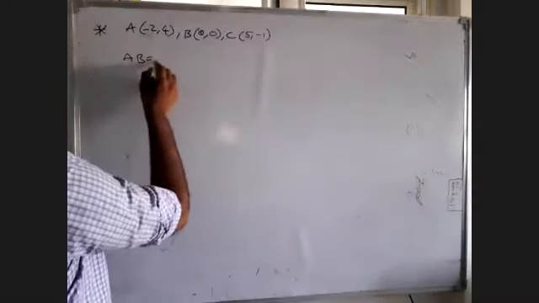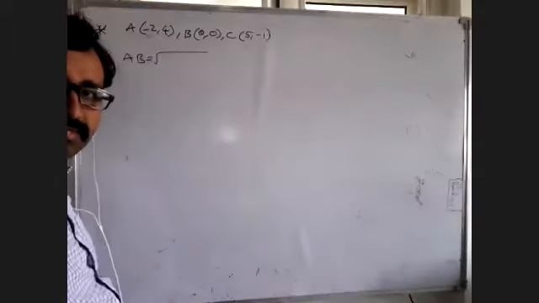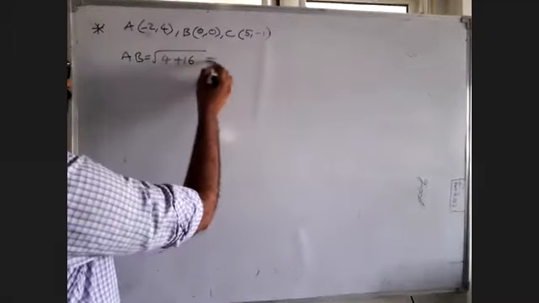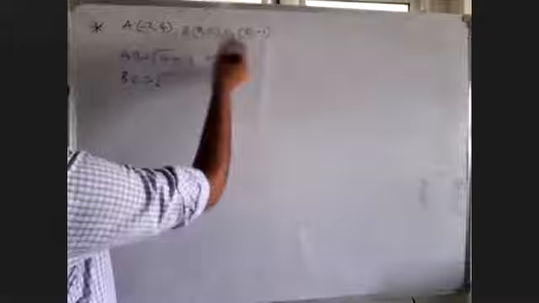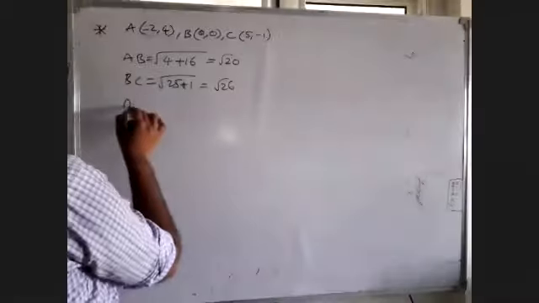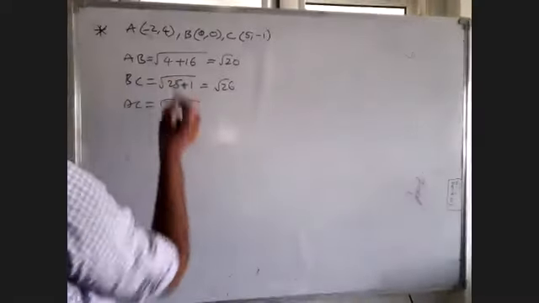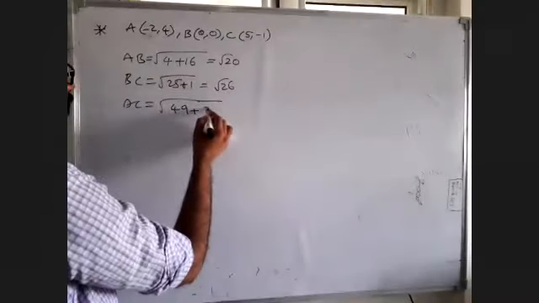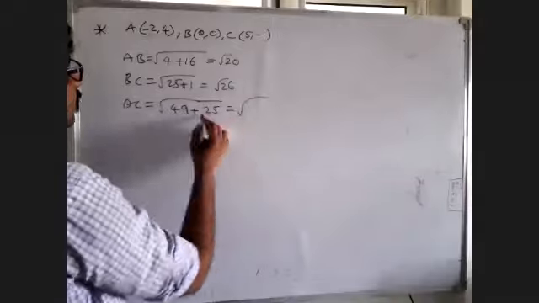AB distance, you know the formula, root over (x2 minus x1) whole square plus (y2 minus y1) whole square. 0 plus 2 squared is 4, 4 squared is 16, root 20. Any doubt? No, sir. Next, BC is root over 25 plus 1, root 26. And AC is root over (5 plus 2) squared, 7 squared is 49, plus (1 plus 4) squared, 5 squared is 25, equal to root over 49 plus 25, 74, root 74.